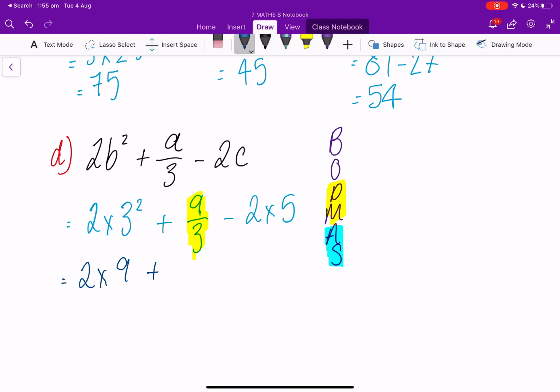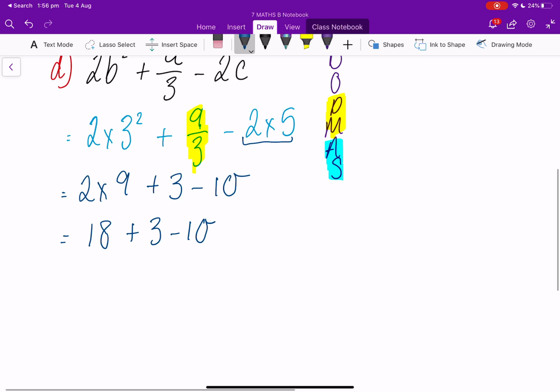Okay, so I can just put a 3 there. Take away 2 times 5, which is 10. Now I need to work out 2 times 9 first, because with BODMAS we need to work that out first. So that's 18 plus 3, take away 10.